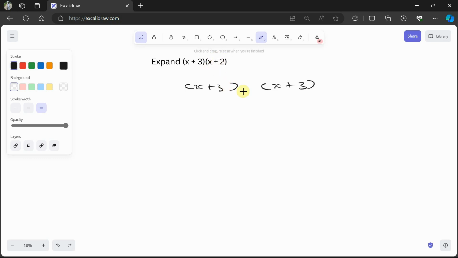So the first is x, so this will multiply x. This will be x, and let me just put the plus here, and then we are multiplying it by 2. So x times x will give me x squared. 3 times x will give me plus 3x. Then plus 2 times x, which will give me 2x, plus 2 times 3, which will give me plus 6. So this is x squared plus 5x plus 6. Let's see if we're correct.